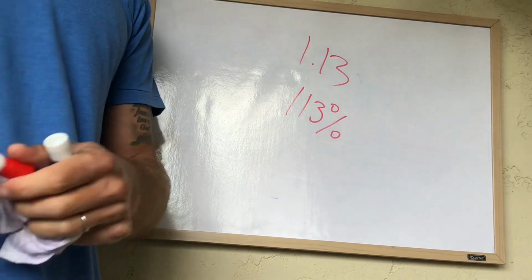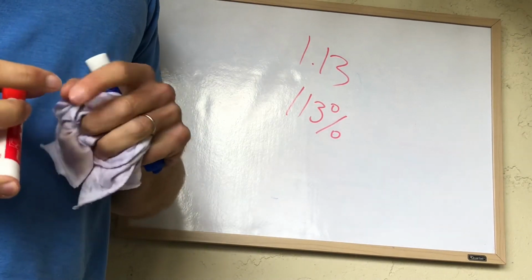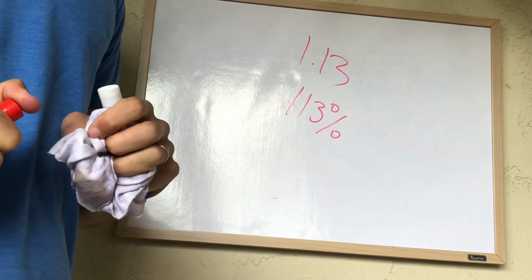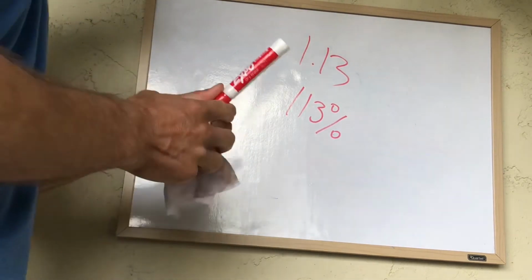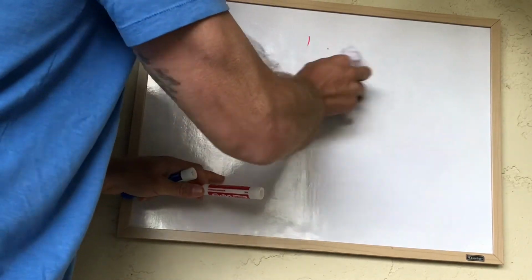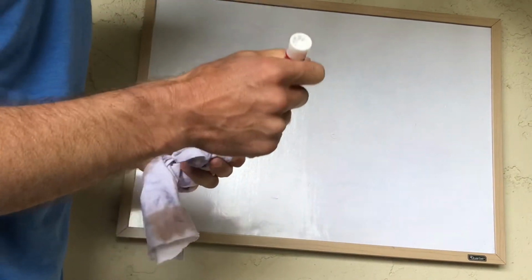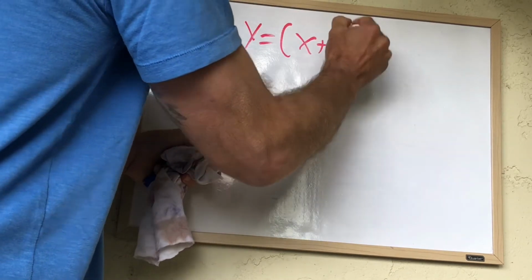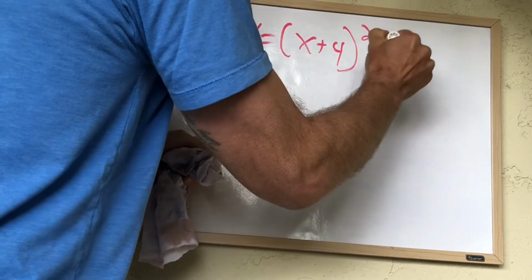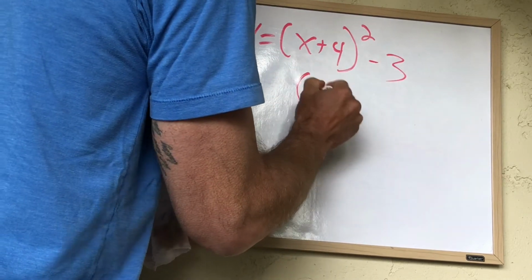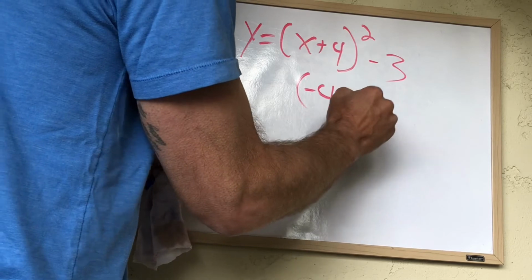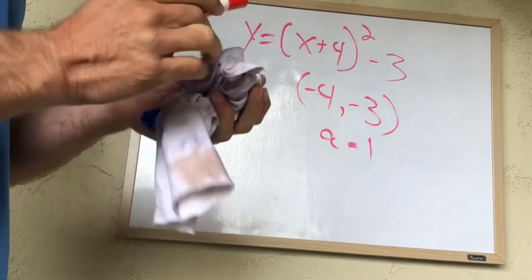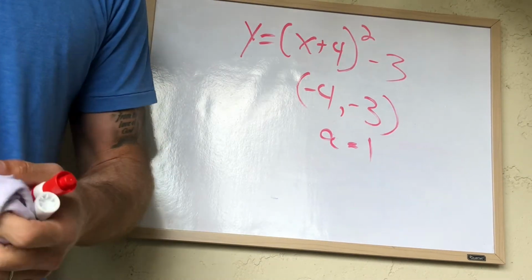For number 13, the radius is 6, which is the square root of 36, which is d. Now for number 14, the easiest way I think to do number 14 is to move that 3 over. So you have y equals x plus 4 squared. Moving that 3 over gives you a vertex of -4, -3, and your a is equal to 1, which is your shape.